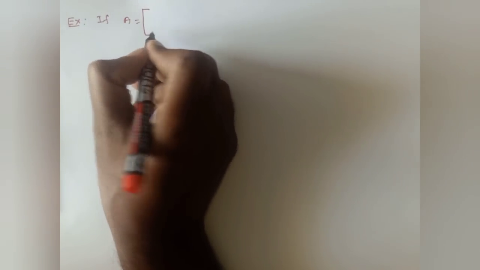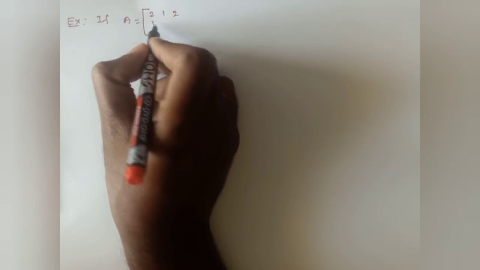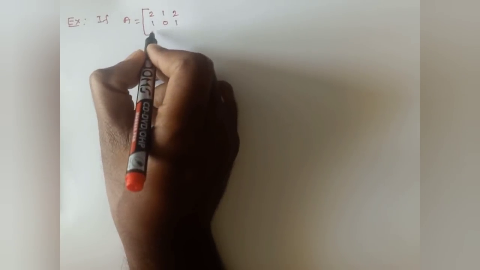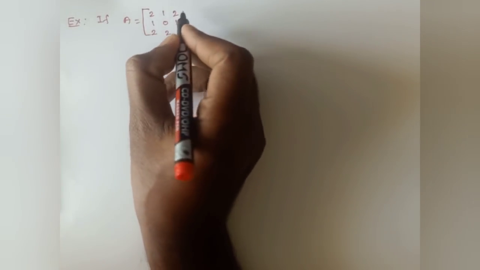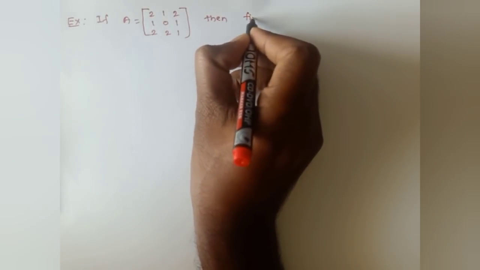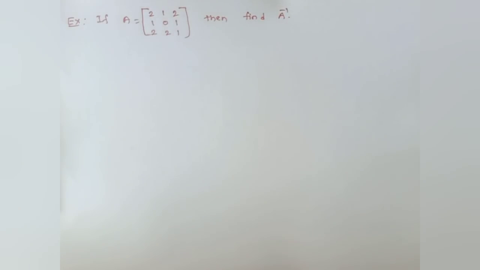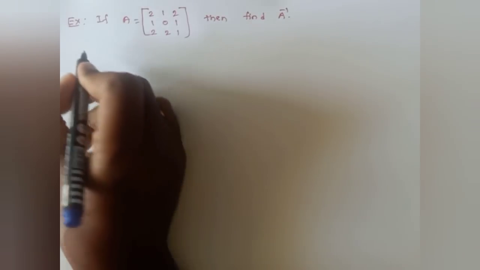So let's see one example regarding a 3 by 3 determinant. If A is the matrix with the entries 2, 1, 2, 1, 0, 1, 2, 2, 1, then find A inverse. Solution.